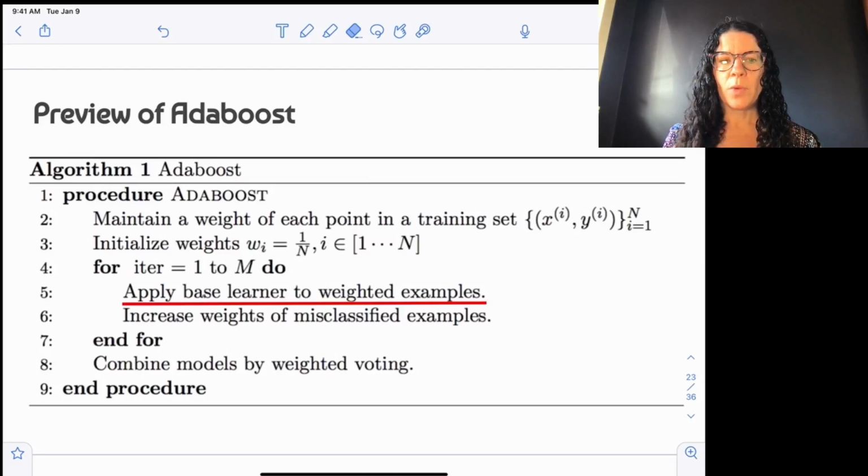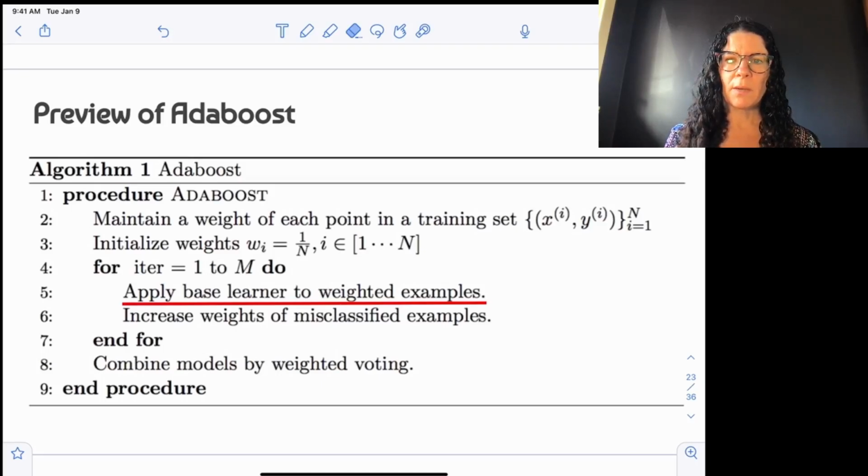And then what we're going to do is apply a base learner. It could be a decision stump or a shallow decision tree, applied to weighted versions of the training data. After you have applied this model to the weighted training data, you're going to increase the weights of misclassified examples.